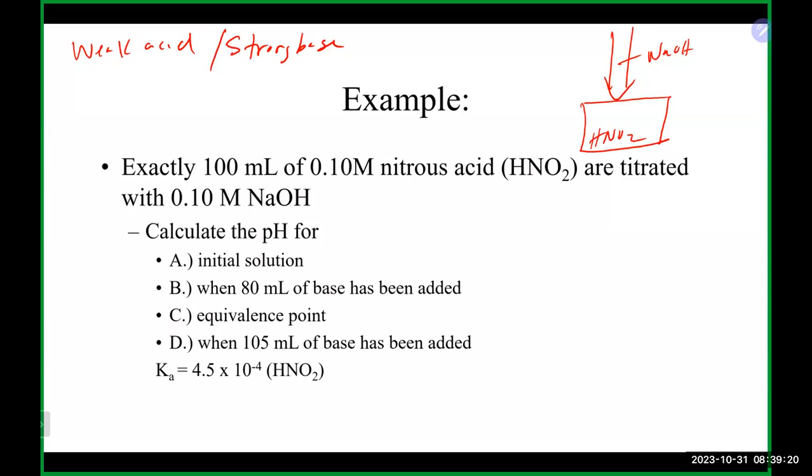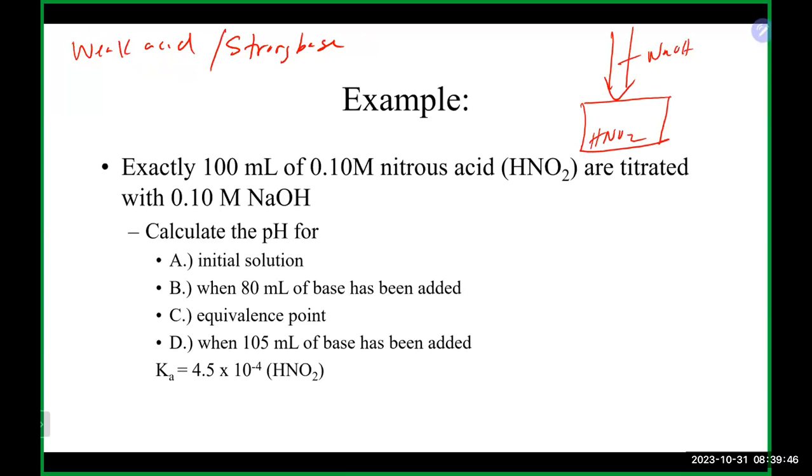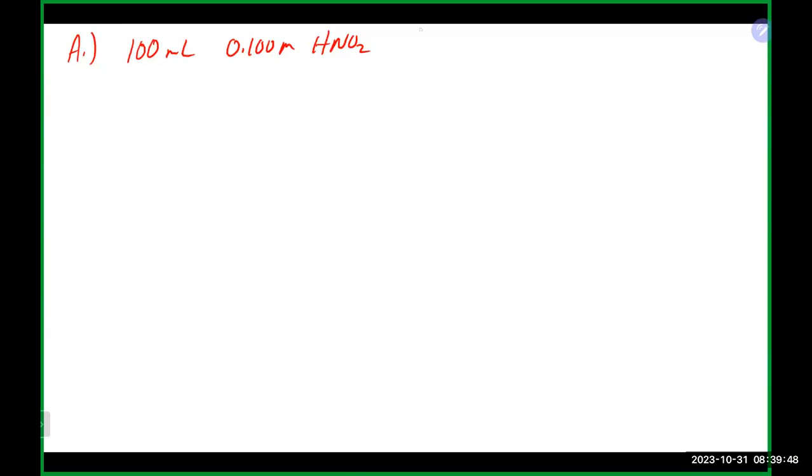So that's, again, a good thing to think about. Once again, we should know what's going on at each point in the titration, depending on where we're at, based on this type of titration. So we're going to start with the initial solution, which is A, and that is before the titration begins. So basically here, looking at A, we have 100 milliliters, I think, of 0.1 molar HNO2. They gave us our Ka value here, 4.5 times 10 to the minus 4.